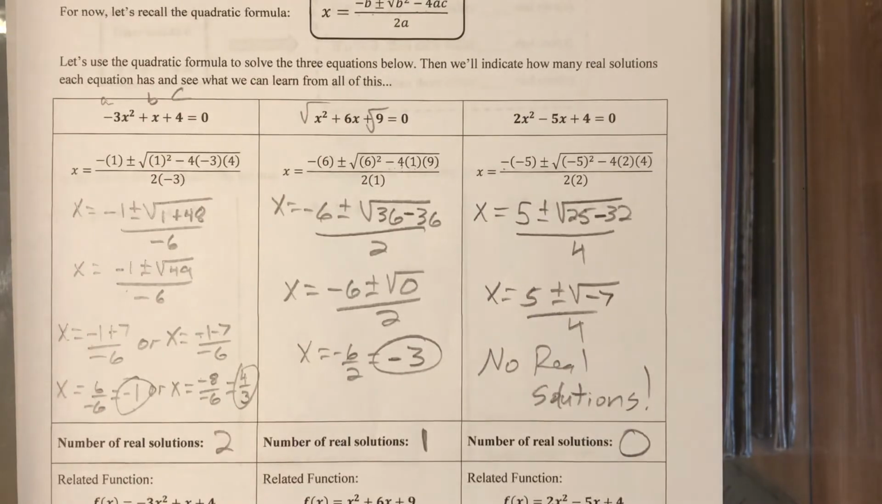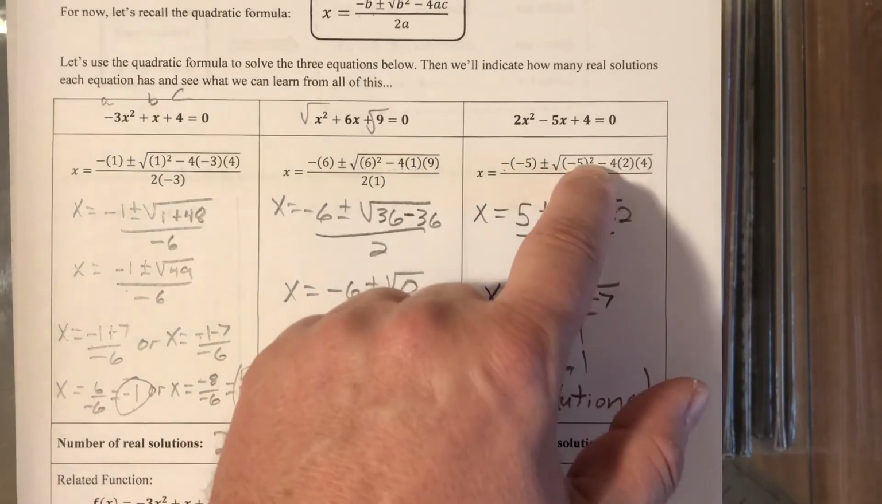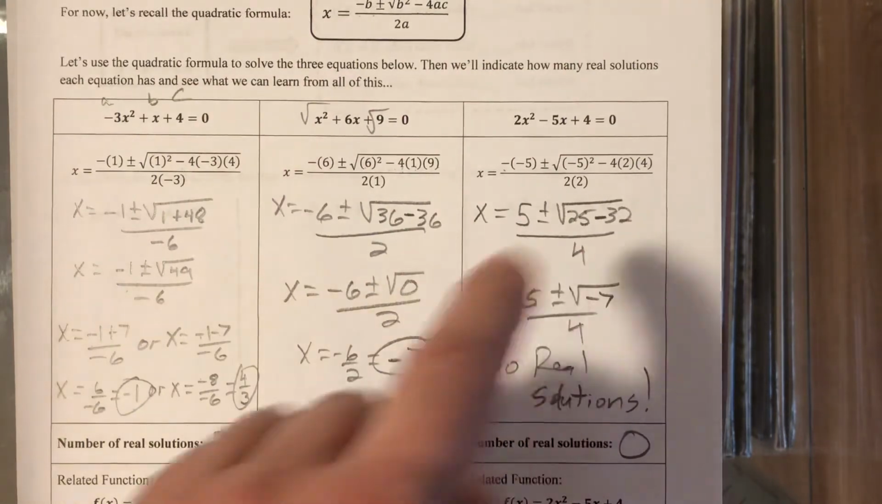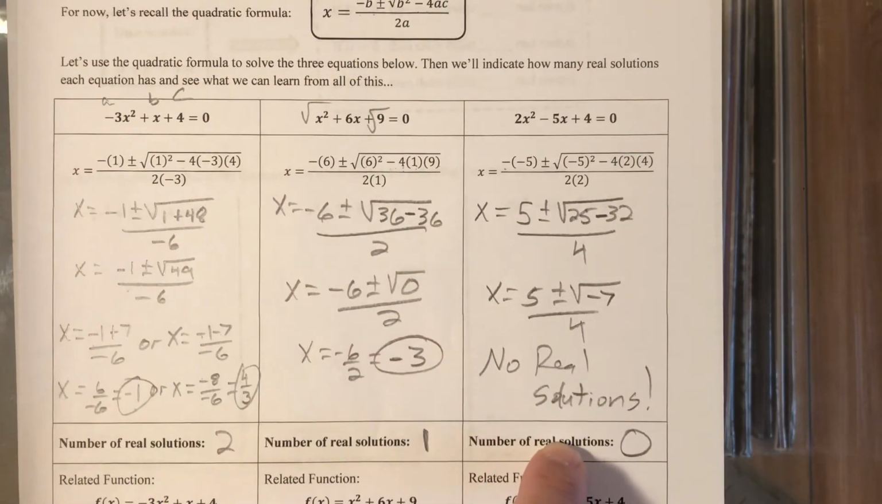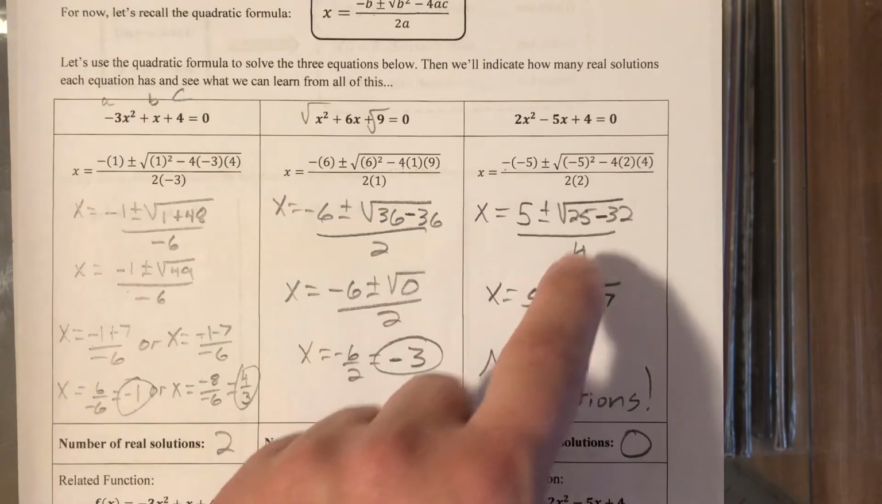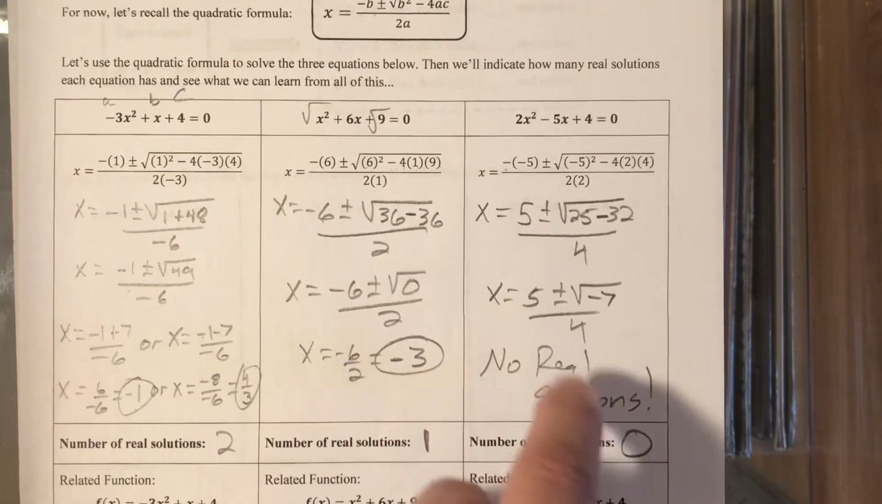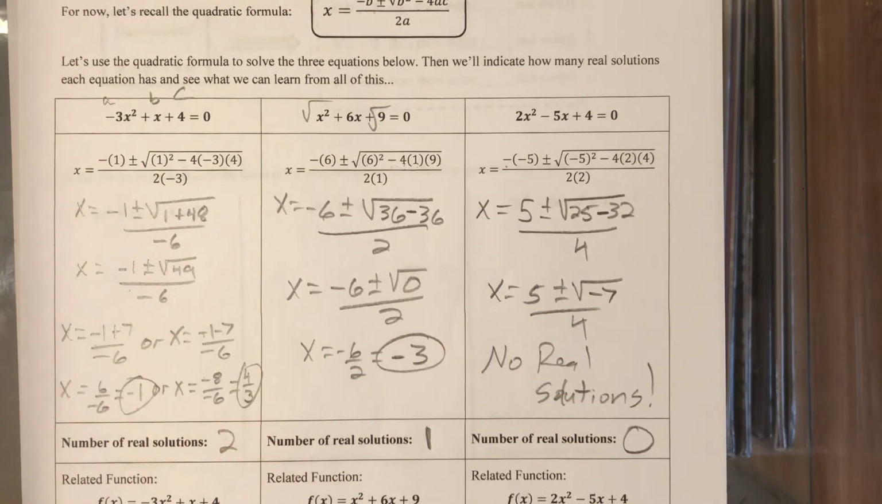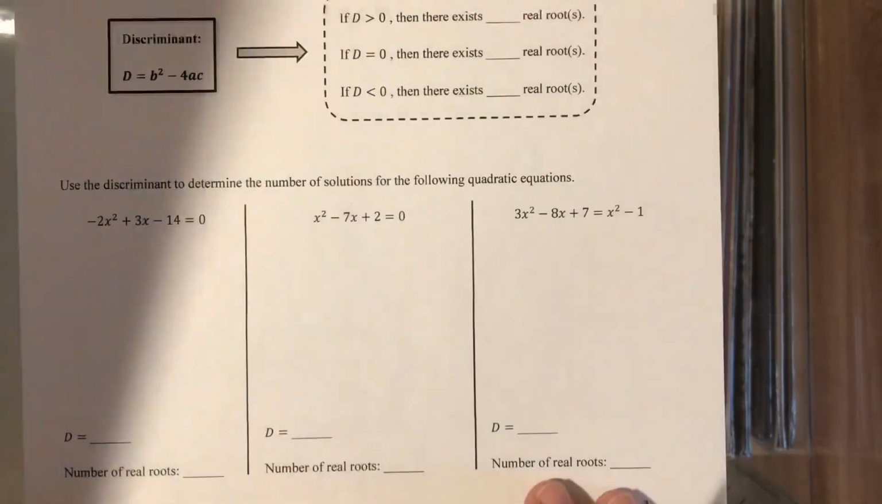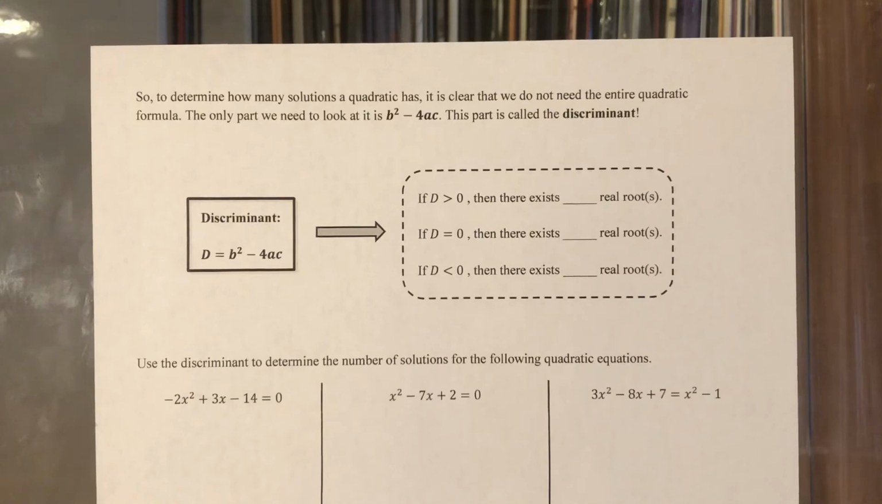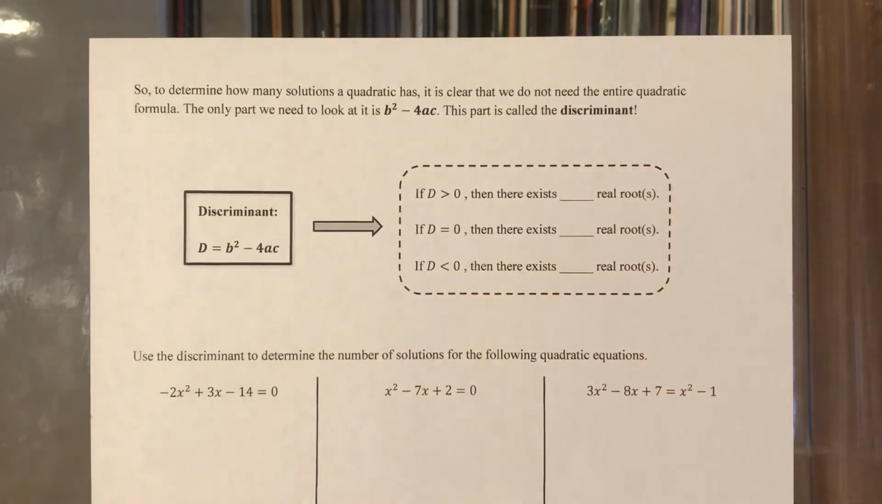And then if I look at this last one, what was under the square root ended up being negative, and I had no real solutions, okay? So this part of the quadratic equation under the square root told me that this was going to have no real solutions because I can't take the square root of a negative number, all right? So the part of the quadratic equation that's under the square root is called the discriminant. That tells you whether or not you're going to have two real solutions, one real solution, or no real solutions.